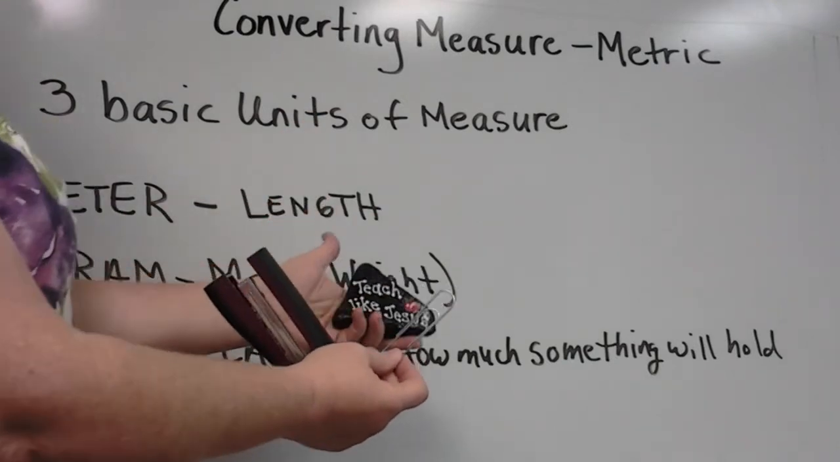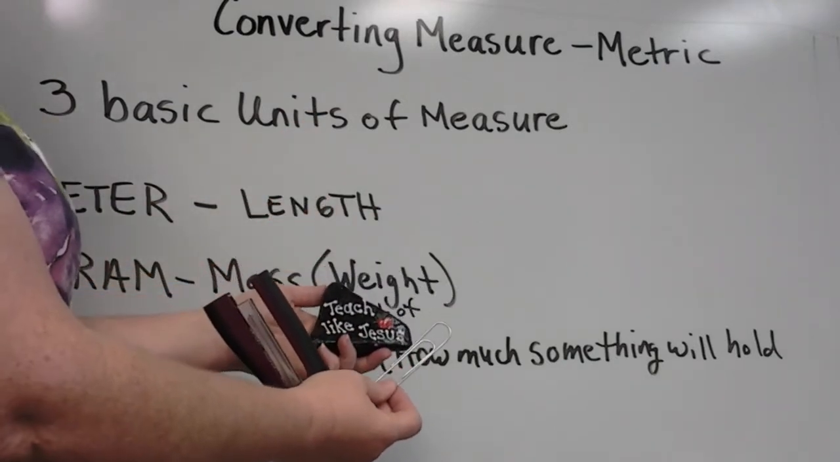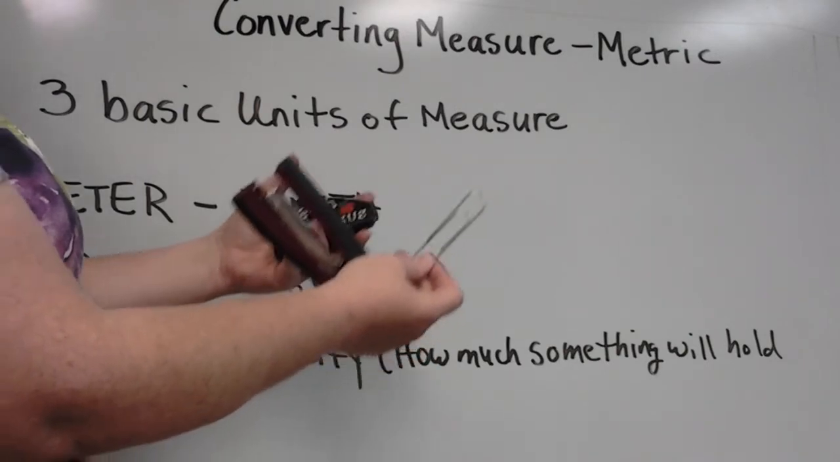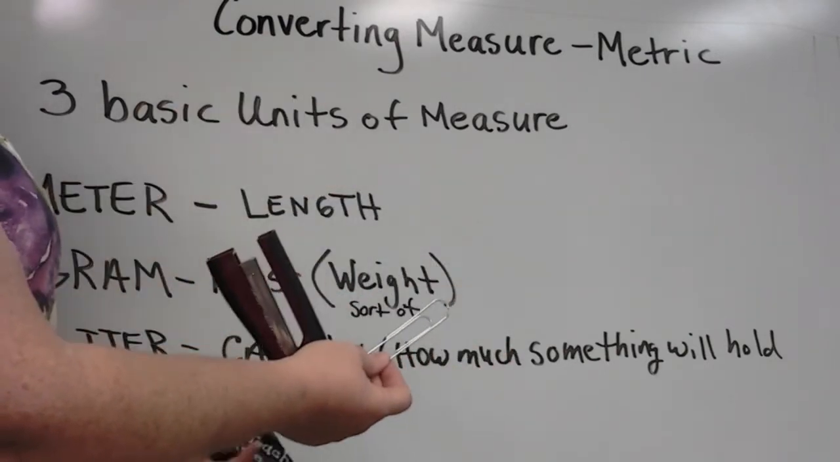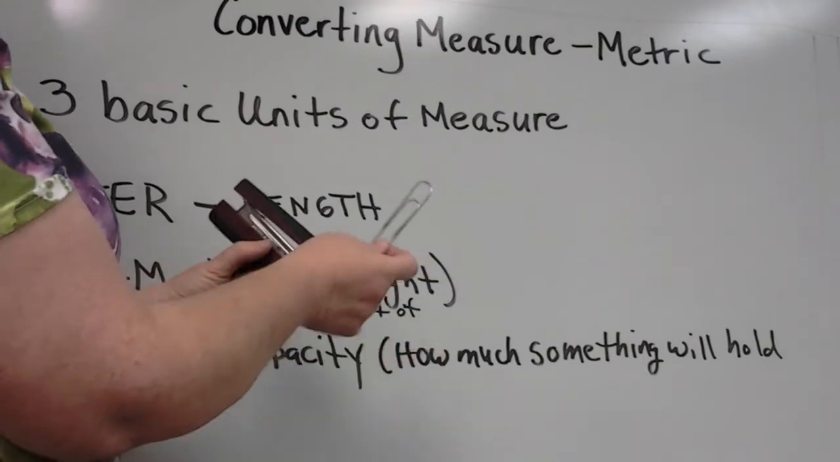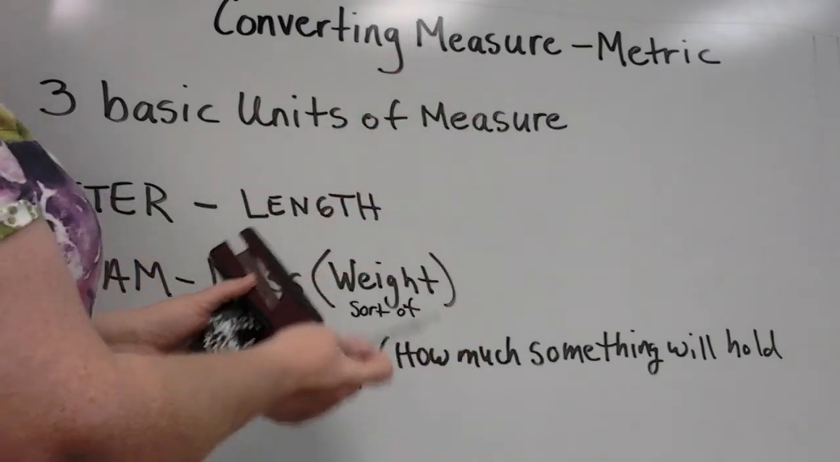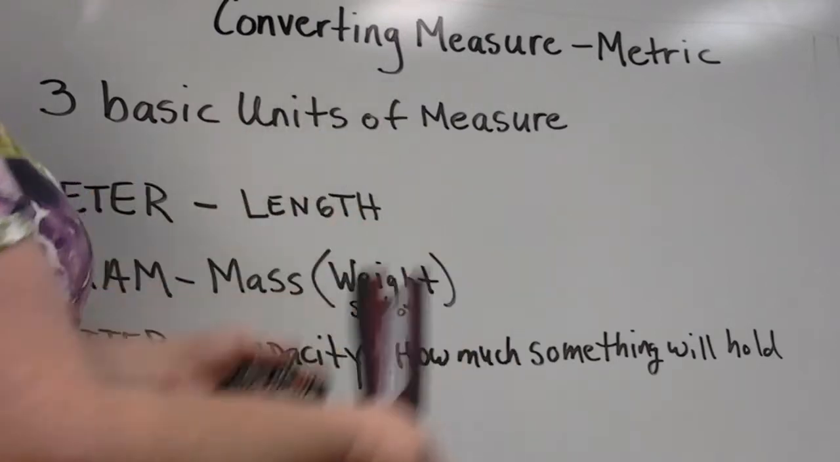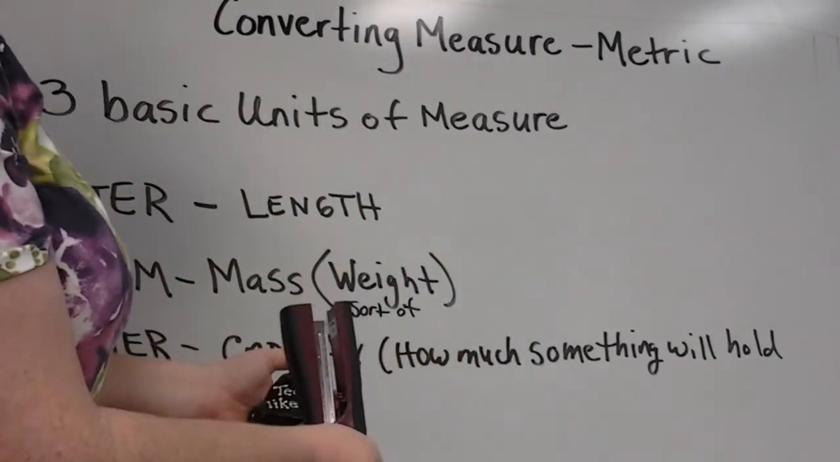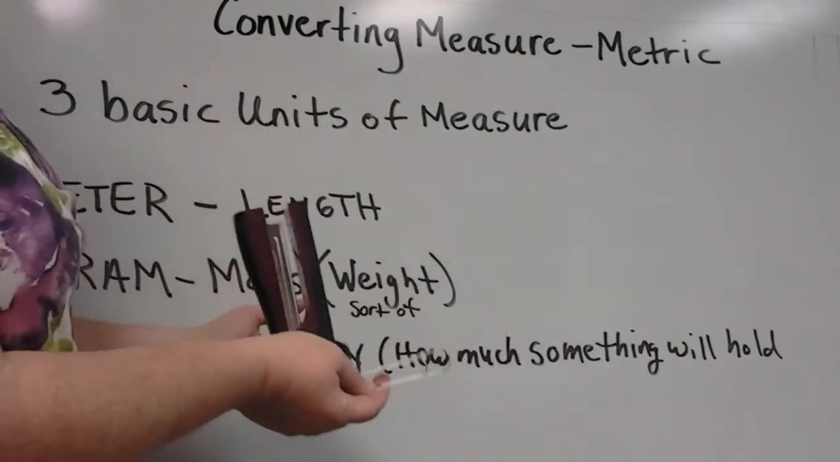So which one do you think has the most mass? Which one would be more grams? This one is heavier. This one is super light. This one's in the middle. Grams has to do with mass, which is kind of like weight.